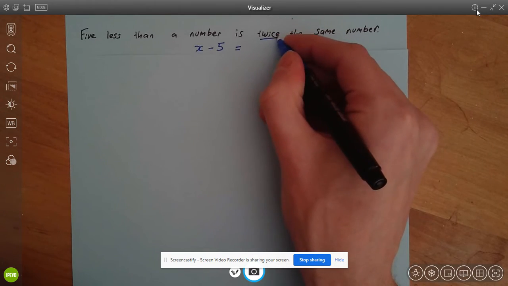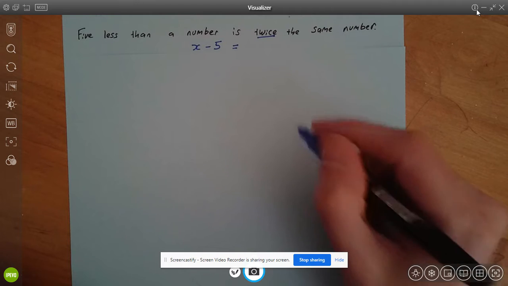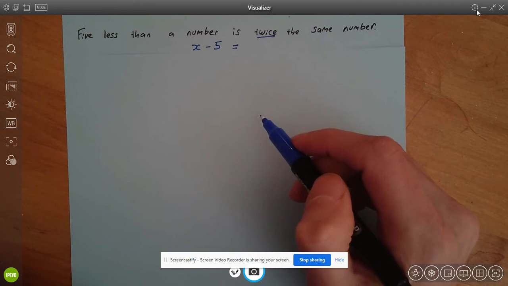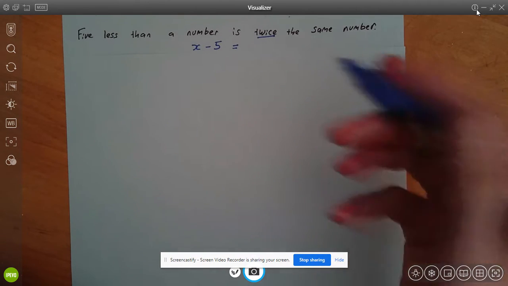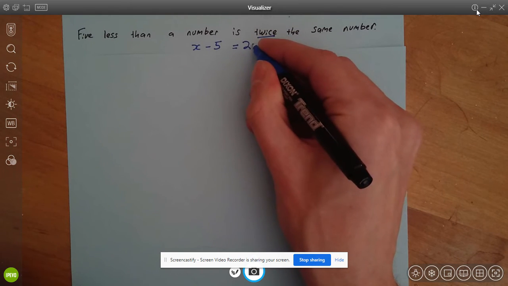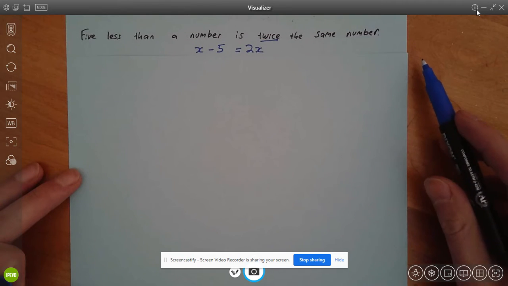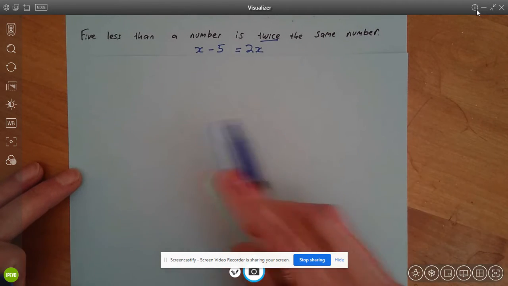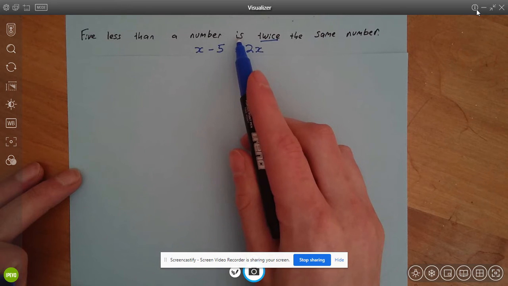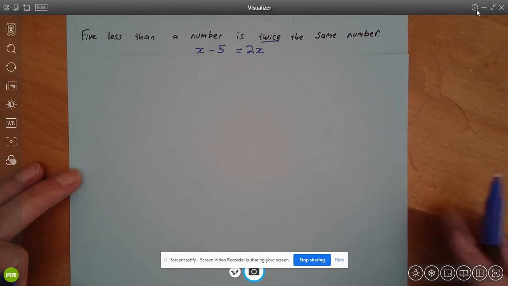Any word like twice or thrice or 4 times means we multiply. So I want to multiply the same number by 2. That's what twice means. And the way we write multiplication, if I want to write 2 times x, well, that's the same as writing 2x. So there I've translated this sentence into an algebraic equation. I want to go slowly. I want to look for my "is."